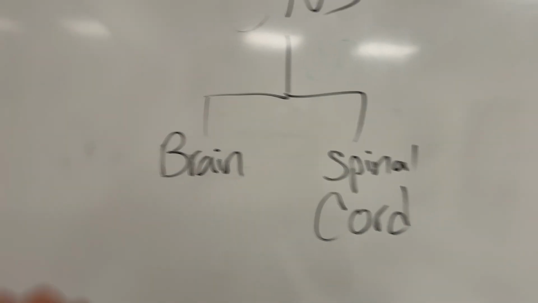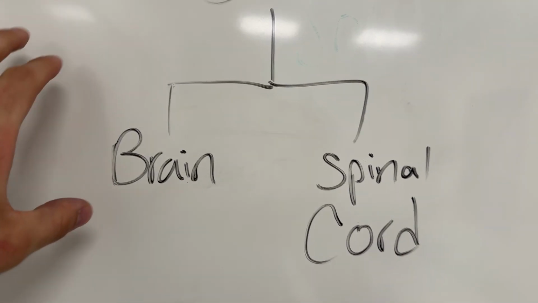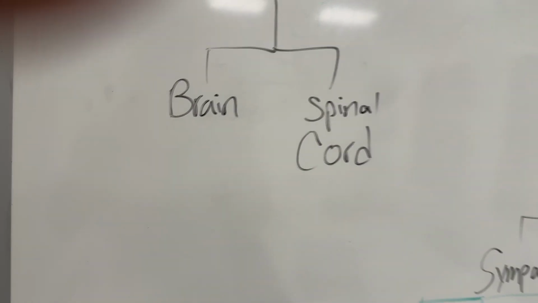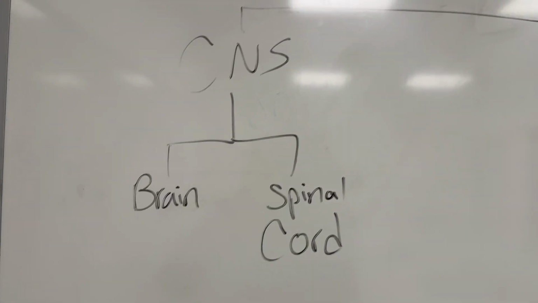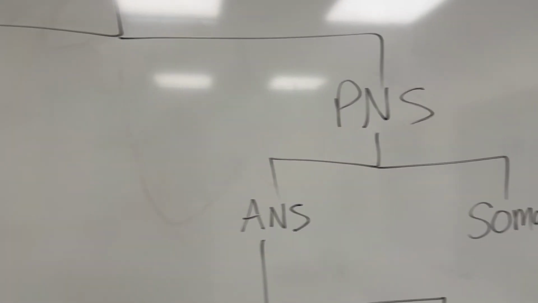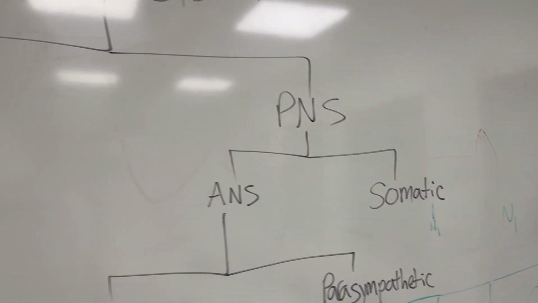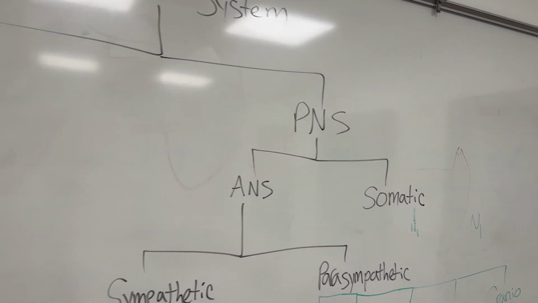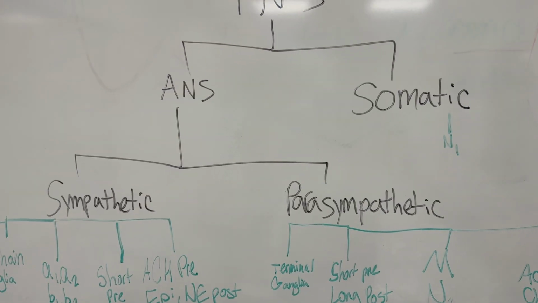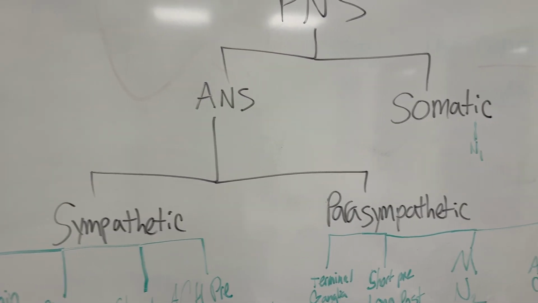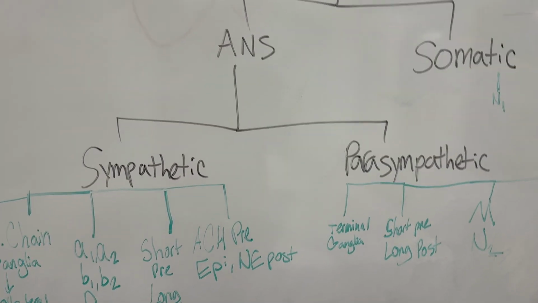So the CNS is where the nerve cell bodies lie inside the brain and spinal cord, and those are called the CNS. And then any nerve cell bodies that are outside the CNS we refer to as the peripheral nervous system. So that makes up the ANS and somatic systems here.